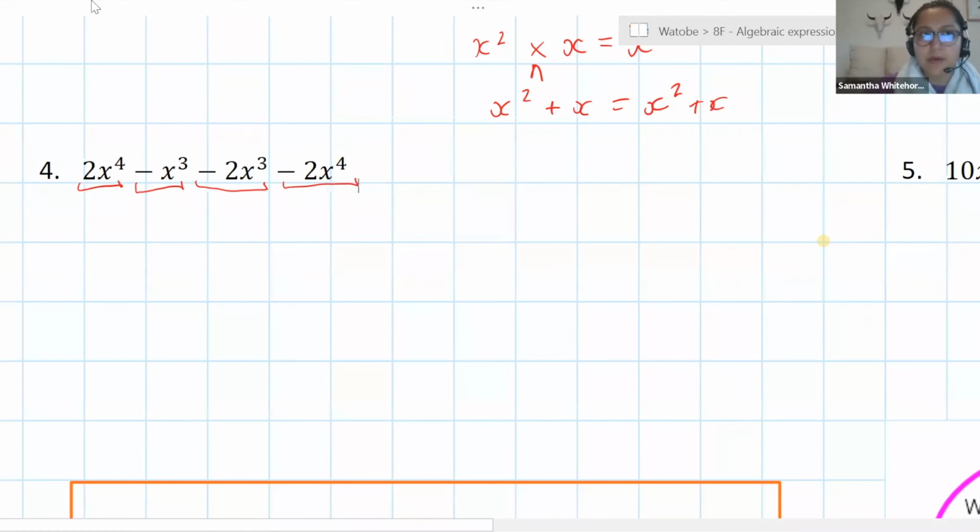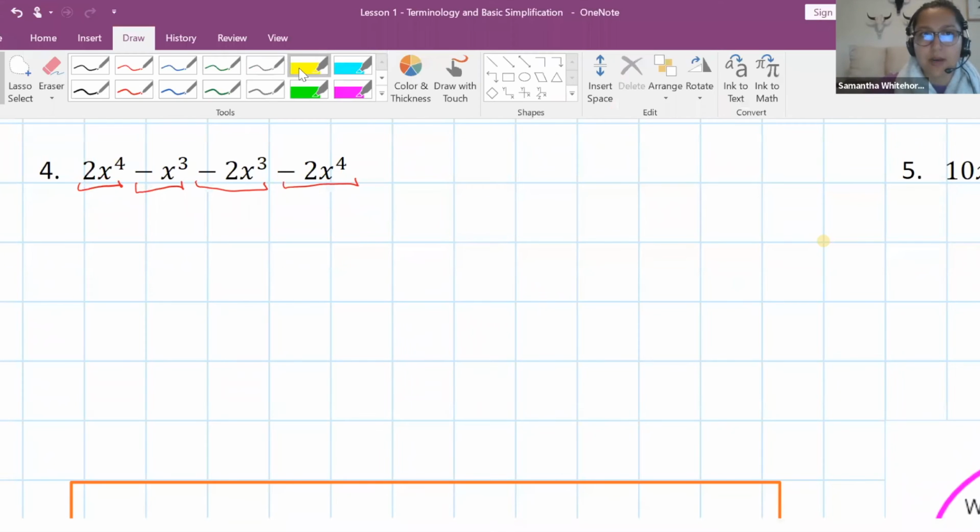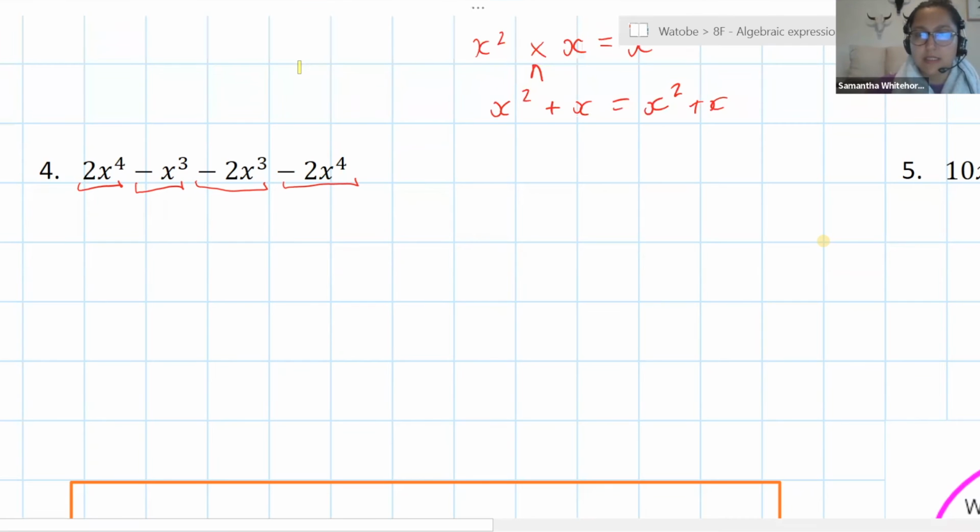Now remember, we want to identify our like terms. So grab a highlighter, grab a color, do what you want to do. But let's identify our like terms. So like terms, same variable, same exponent. So we've got an x to the power 4 and another 2x to the power 4. So those are like terms, same variable, same exponent. We've got another group of like terms, which are the x cubed terms of negative x cubed and minus 2x cubed. And that's because same variable, same exponent.